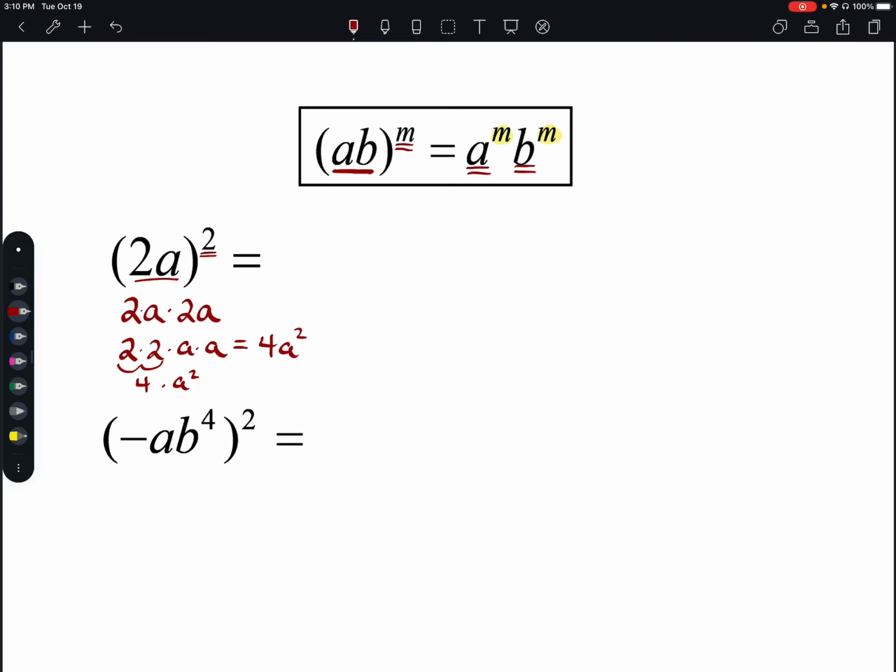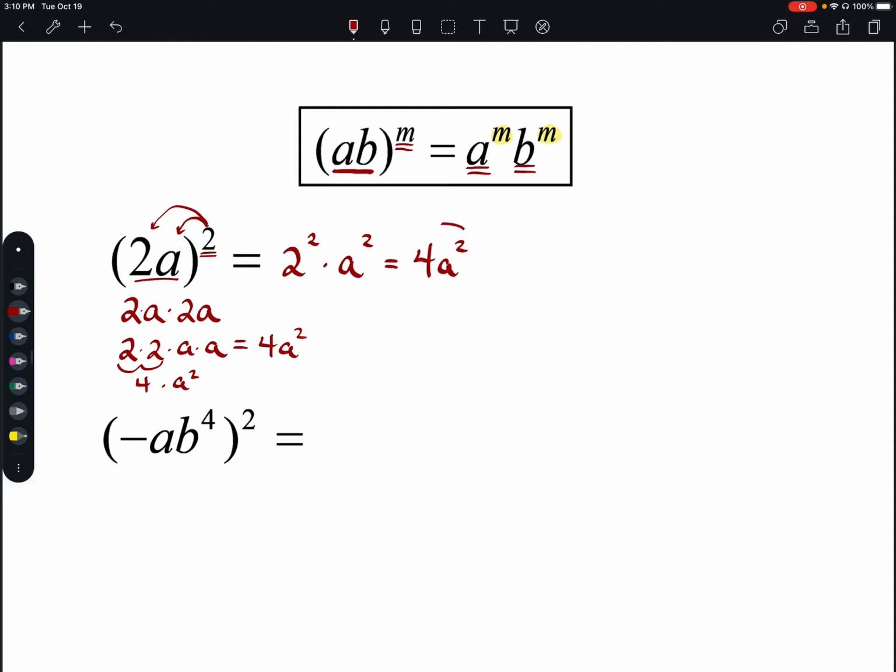A second way to do it is to think about applying the exponent to each of the factors. We could think of this as 2 to the second power times a to the second power, which gets us the same thing, 4a squared.